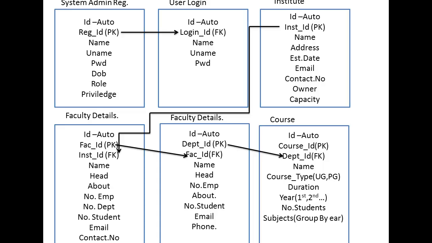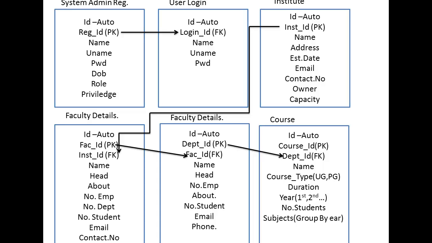So you have a registration ID, the name, the username, the password, the date of birth of the person, the role, and the privilege. You have a user login that has the ID, which is also auto-generated. And you have a login ID, the name, the username, and the password. So those are the basic things that we need in our login details. You can see that you have a registration ID, which is the primary key in the system admin registration, and the login ID is a foreign key to that system admin registration ID column.